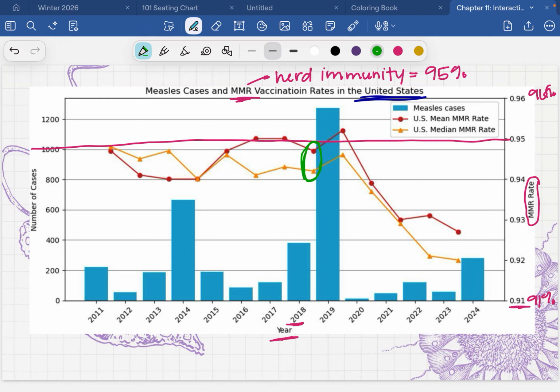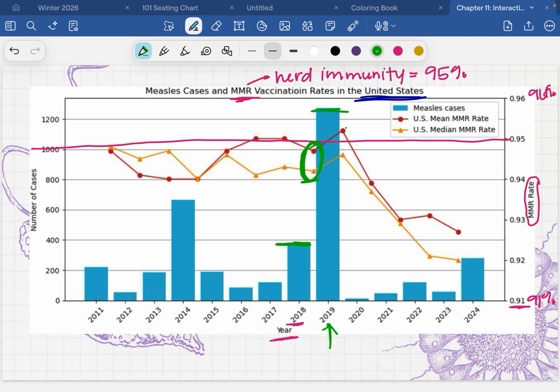This year, there was a significant dip. In 2018, there was a significant dip in the number of vaccines, right? It dropped below this 95% threshold. And then in 2019, there was a huge jump in the number of measles cases because these vaccination rates went down. They dropped below 95%. The country no longer had herd immunity, and the number of measles cases jumped significantly.